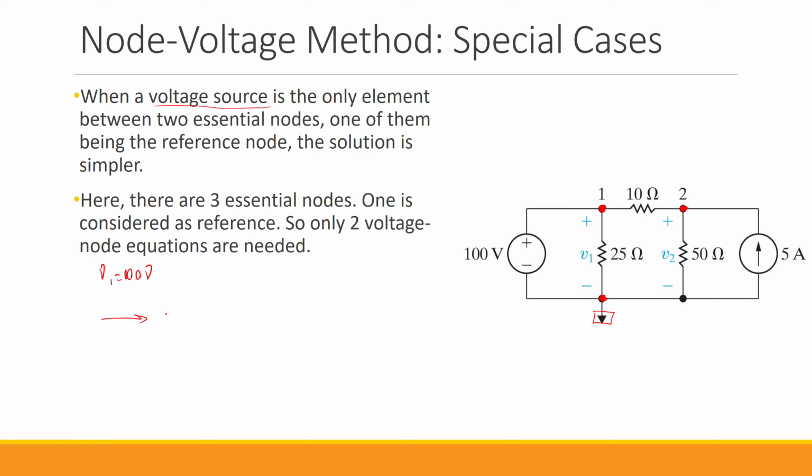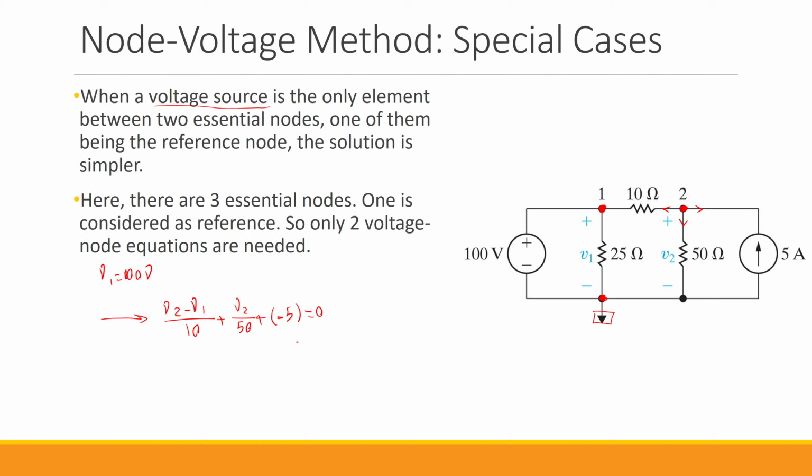So we have all these currents that we consider to be leaving the node, and then we write the equation for node 2 based on the node voltage variables. So we have (V2 - V1)/10 + V2/50, plus we have this 5 amp that enters the node, but since we consider it to be leaving, we use it with a negative sign. So minus 5 equals 0.